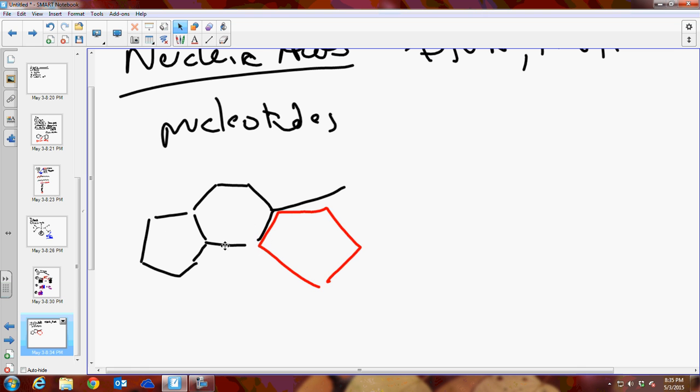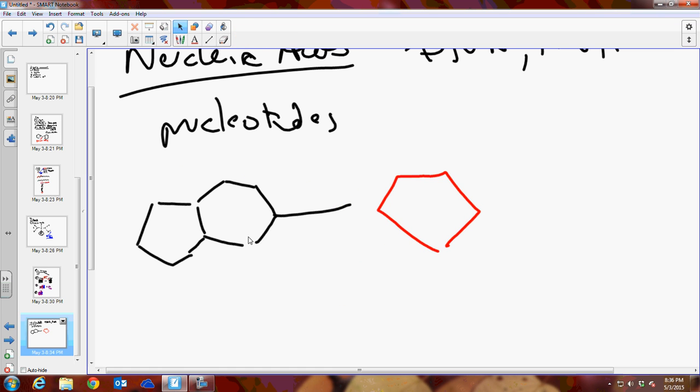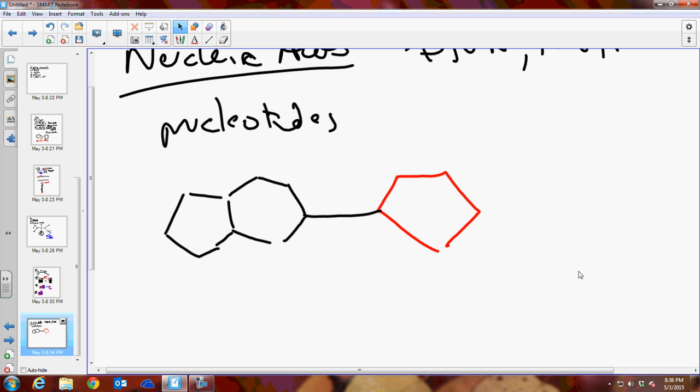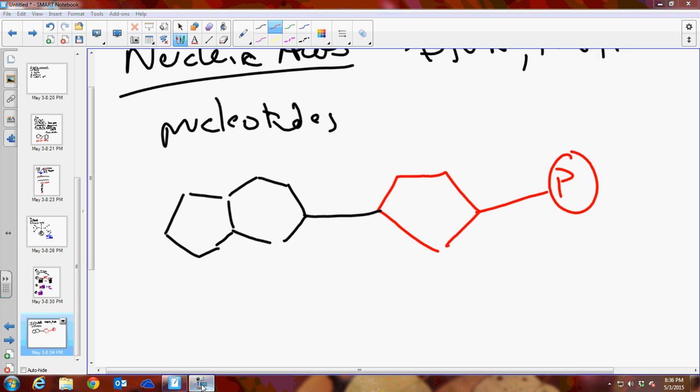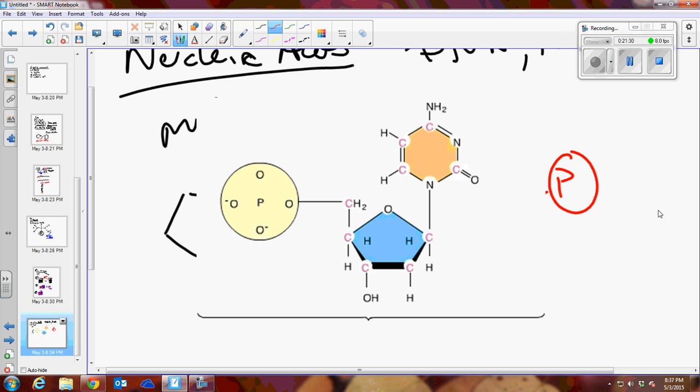Now, I believe we got this backwards. And then here on the end is a phosphate group, and it has a little bit better picture than that, but you get the idea. There. So a little bit, I fixed my drawing, as you can tell. That's a better picture than what I gave you.